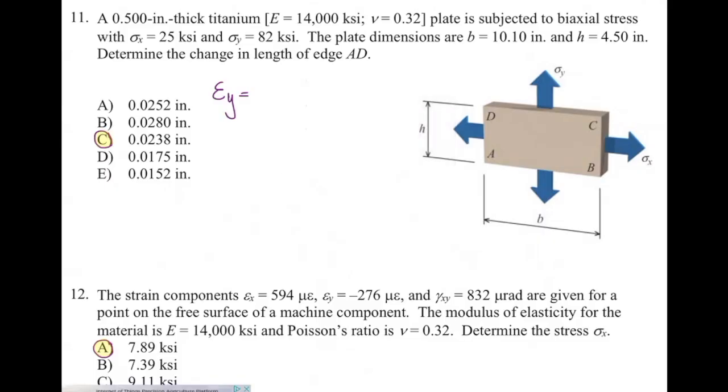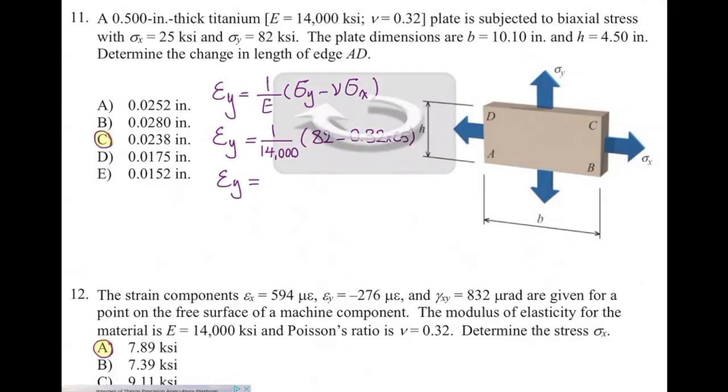Strain in that direction. Here is the plane stress situation again. Why? Because we are working with thin-walled elements. For thin elements, that is always a plane stress situation. So epsilon y is 1 over E times (sigma y minus nu times sigma x). I plug the values from the problem statement, and I get epsilon y equal to 5286 microepsilon.